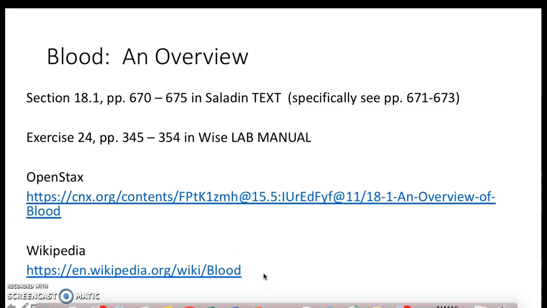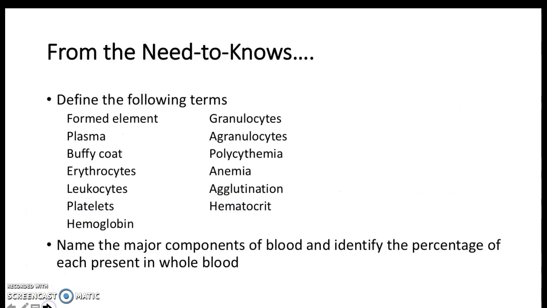Just a heads up, the Wikipedia link is extensive. There are discussions of blood cells in animals that are not mammals. There is discussion of old-time bloodletting techniques. There might even be a reference to a vampire there. So the Wikipedia entry will really be way more than you wanted to know about blood. All right, so let's move on a little bit.